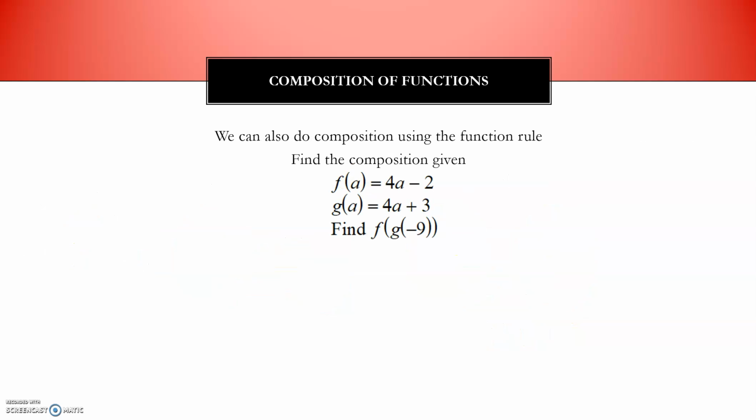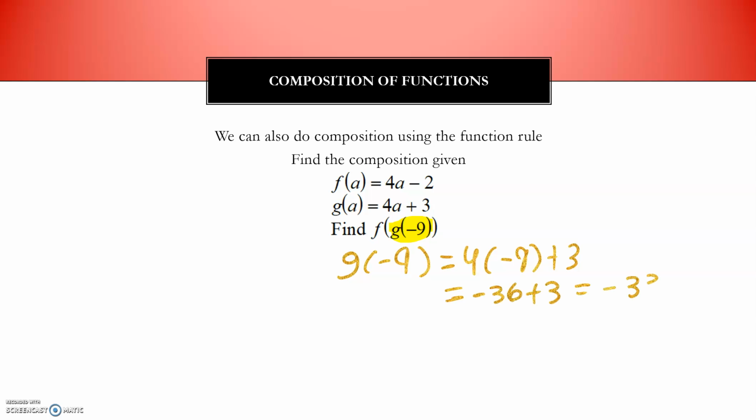I can do this with a rule as well. Find f of g of negative 9. So I need to find g of negative 9. The rule here for g is 4 times a plus 3. So I'm going to put in a negative 9 for a. 4 times negative 9 is negative 36, plus 3 is negative 33.